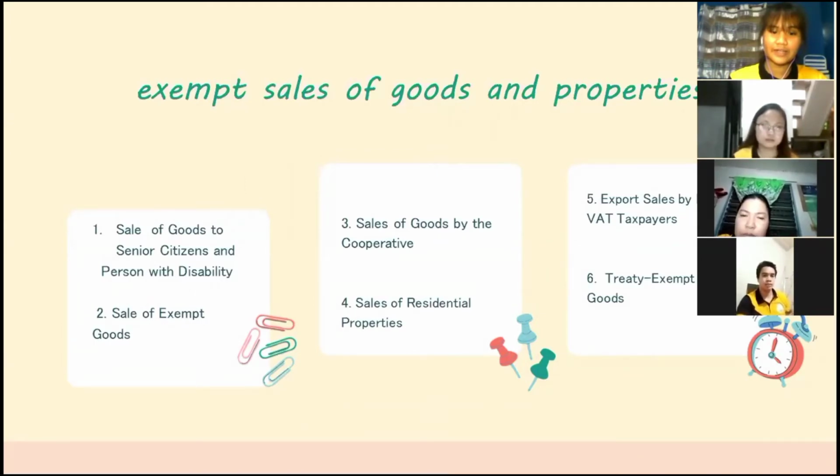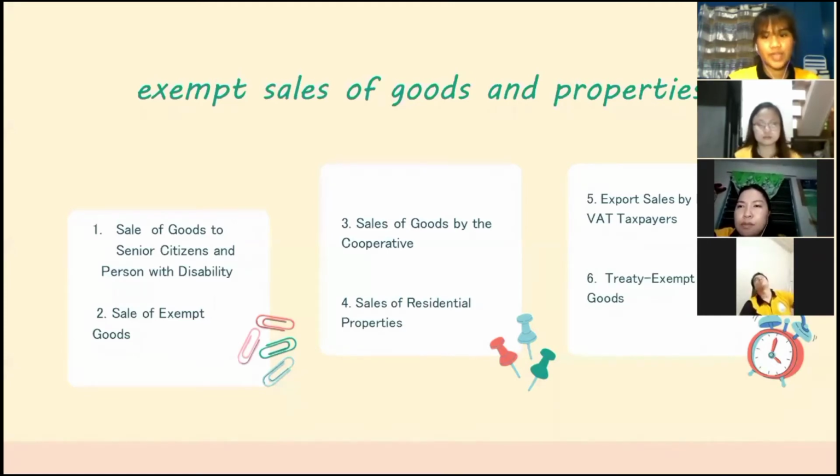The last one is the treaty-exempt sale of goods. Here, the sale of goods which is exempt under the international agreement to which the Philippines is signatory or under special law. The examples of these exempt sales under special law or international agreement are the Asian Development Bank, International Rice Research Institute, Philippine National Red Cross, and the embassies of foreign government. So again, that's all the exempt sale of goods and properties.